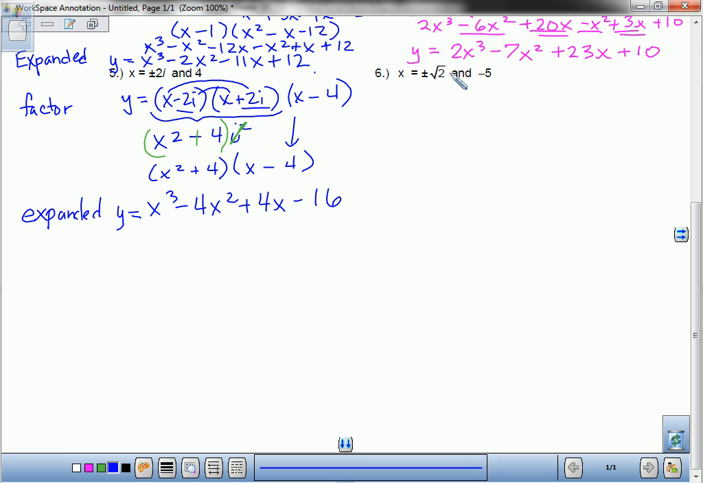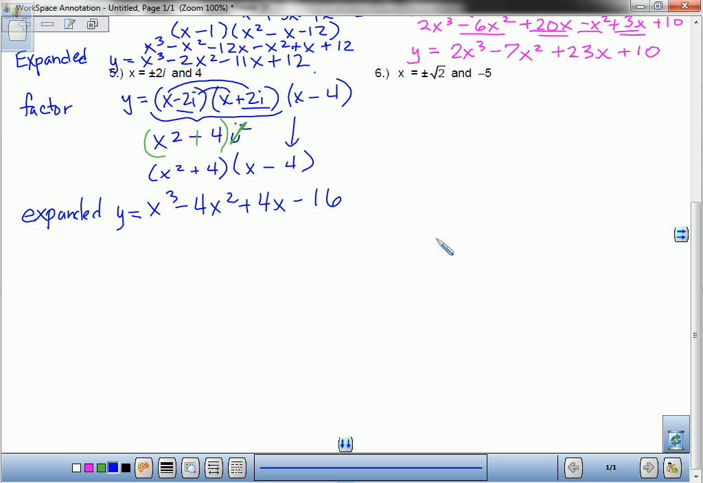Okay, same thing with your radicals. If one of your roots is the square root of 2, the other one has to be a negative square root of 2. If you had a square root of 7, the other one would have to be a negative square root of 7. Radicals come in pairs just like the imaginaries.